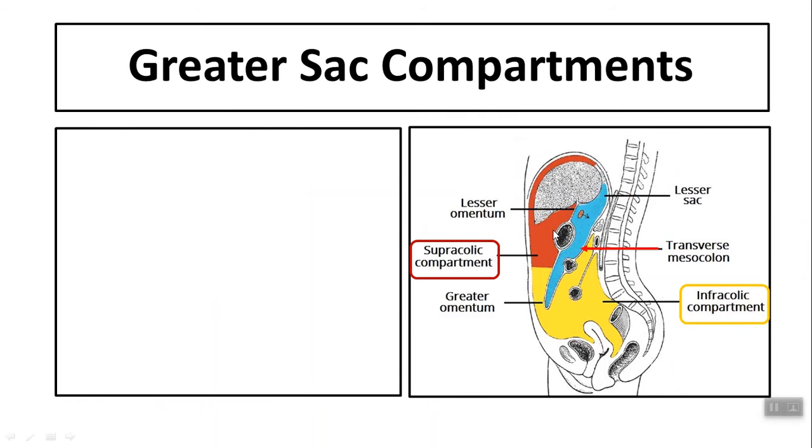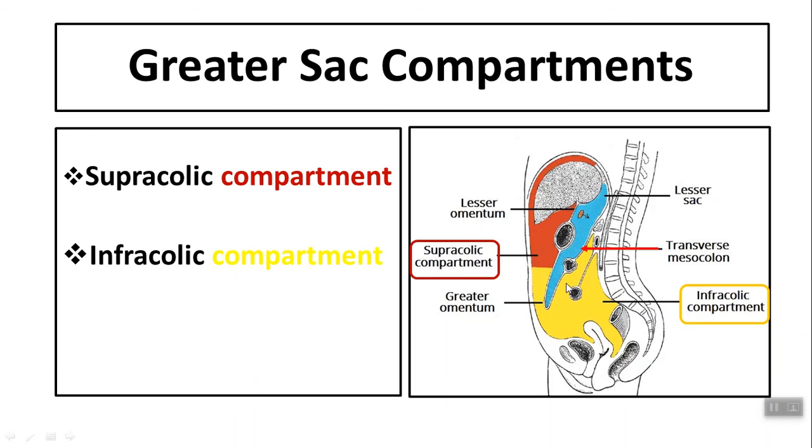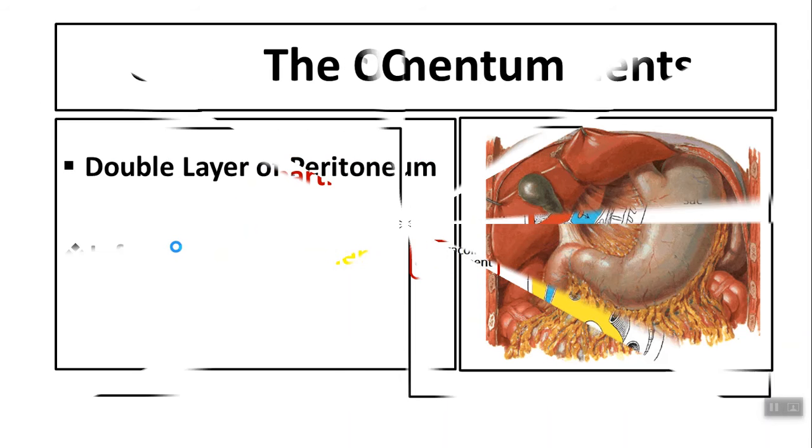The greater sac can be further divided into two parts by the attachment of the transverse mesocolon into a supracolic compartment and infracolic compartment. Supracolic compartment and infracolic compartment according to the attachment of the transverse mesocolon. These are the two parts of the greater sac, supracolic and infracolic compartments.